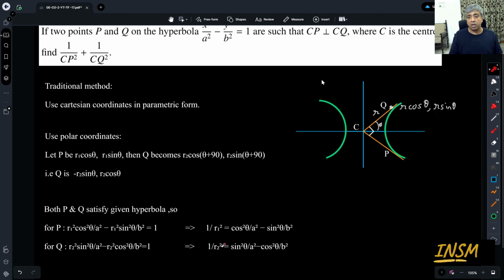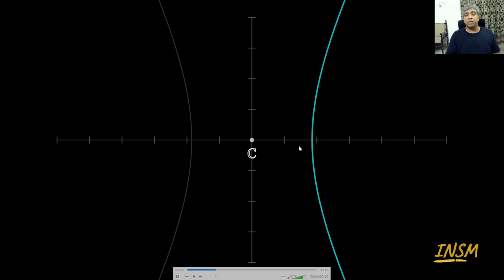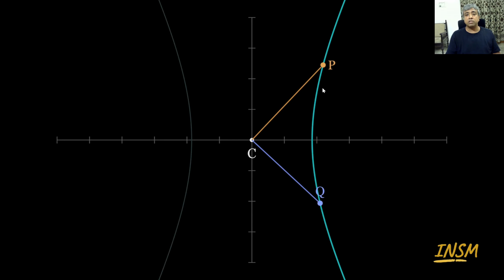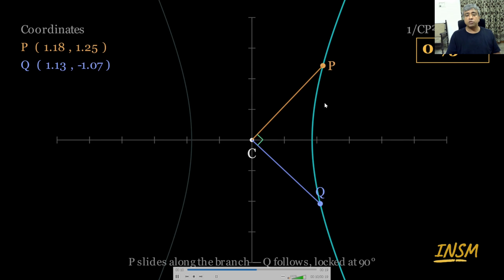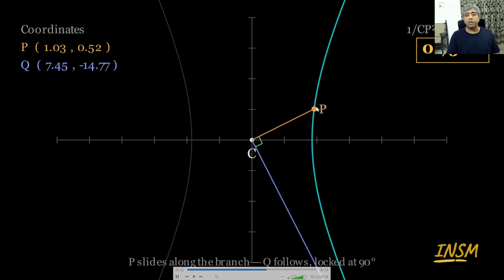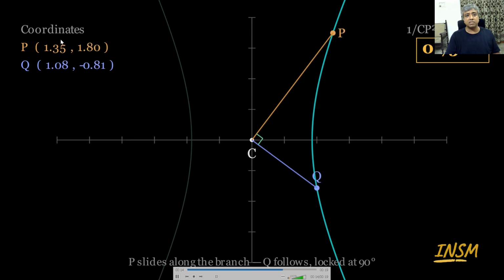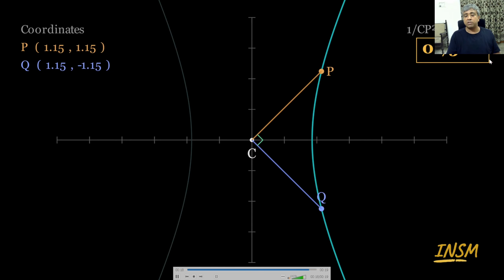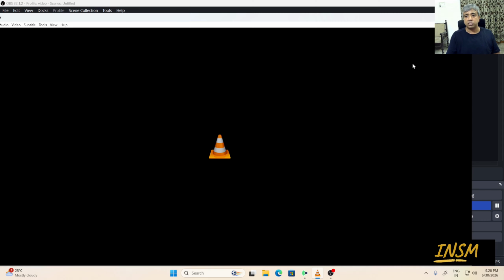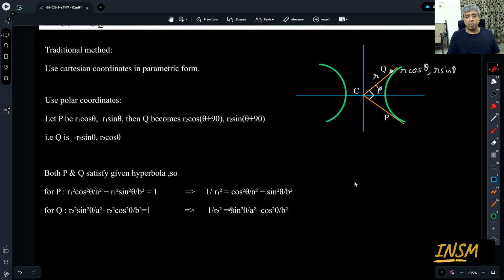Now, 1 upon CP square plus 1 upon CQ square is always constant, independent of the position of P and Q. So we allotted some random points to P and Q, and you can see that as the coordinates of P and Q are changing, 1 upon CP square plus 1 upon CQ square remains constant. Now coming back to our problem, we had already found 1 upon CP square and 1 upon CQ square. So we just need to add them to get our final answer.